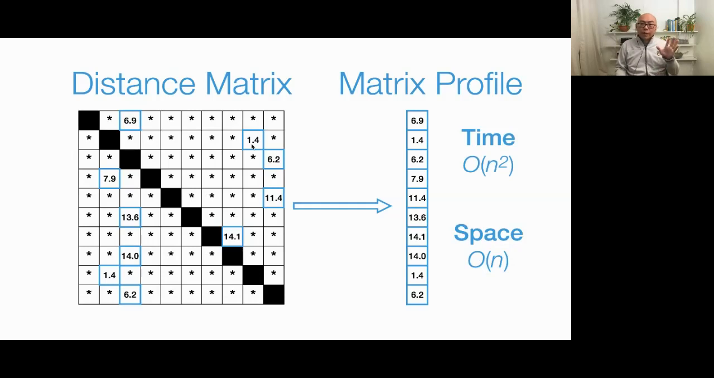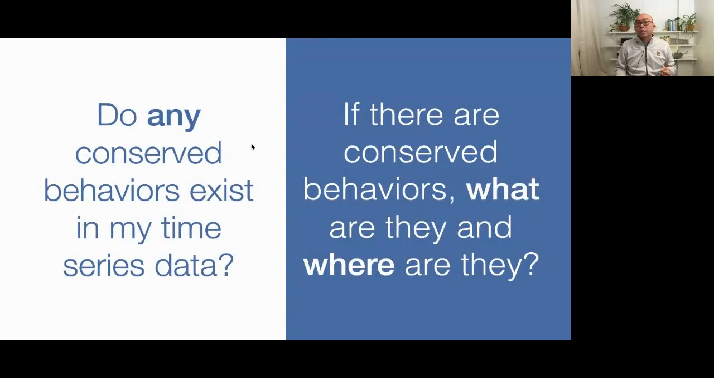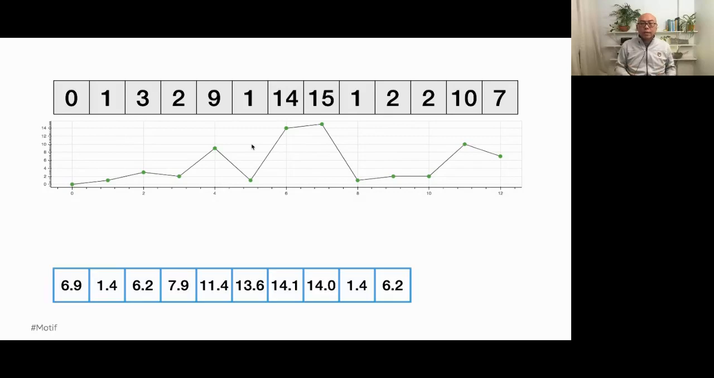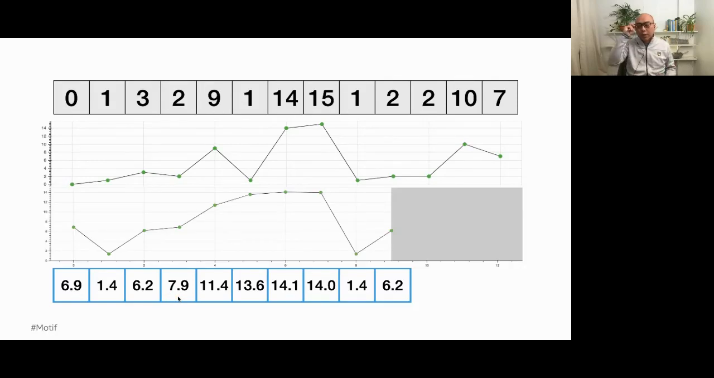And by virtue of having a matrix profile, they claim that you can answer these two key questions that we posed earlier. Do any conserved behaviors exist in my time series? And if there are conserved behaviors, what are they and where are they? So going back to our illustrative example, this is our original time series, and we can take the matrix profile for this time series and annotate our original time series. So notice here that the matrix profile is aligned specifically with the start of each subsequence, and we can plot that matrix profile as well.